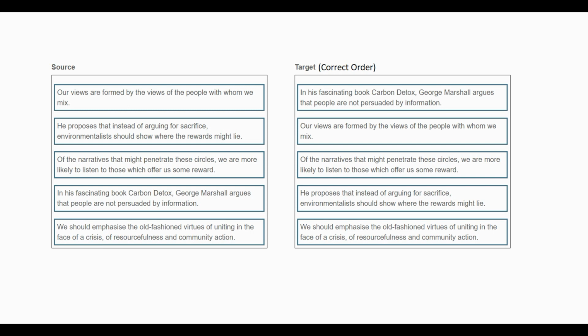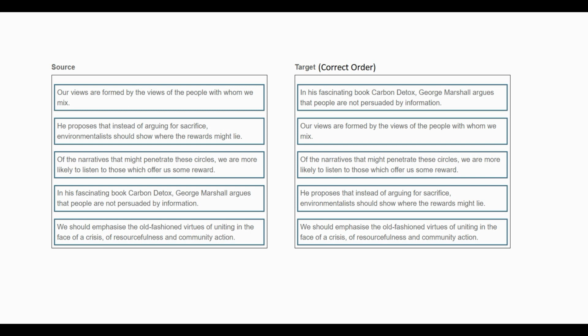So here's the other example. Let's have a look at the sequence now. But before that, let's talk about how we found the introduction. The introduction is: in his fascinating book Carbon Detox, George Marshall argues that people are not persuaded by information. Again, it starts with the name of the writer, and also the name of the book is given. So that is going to be the introduction.